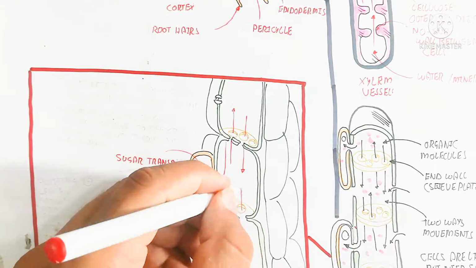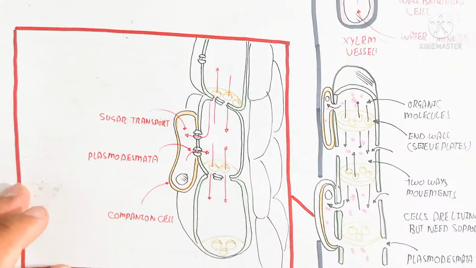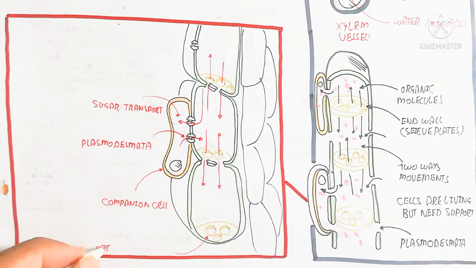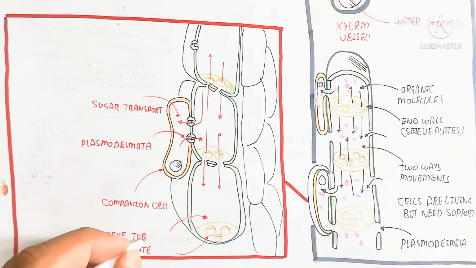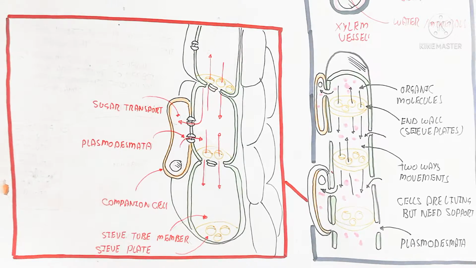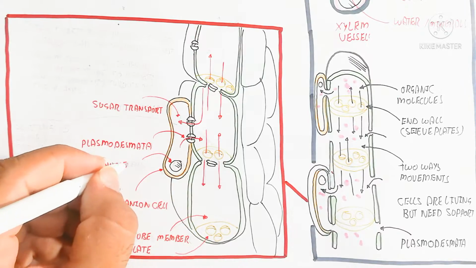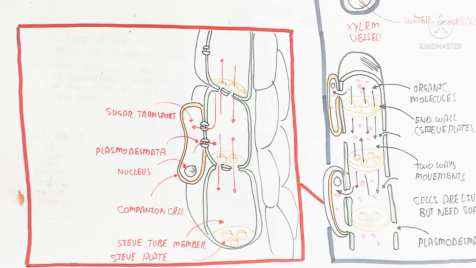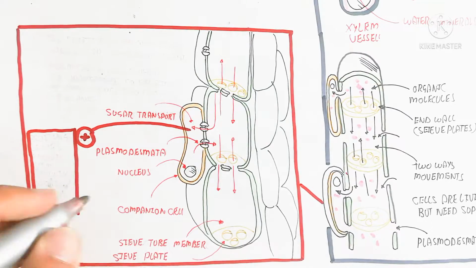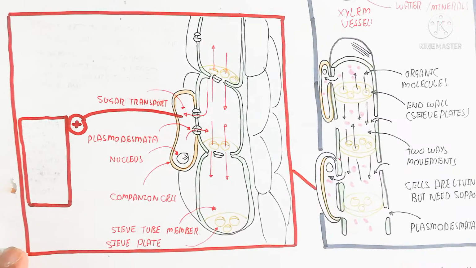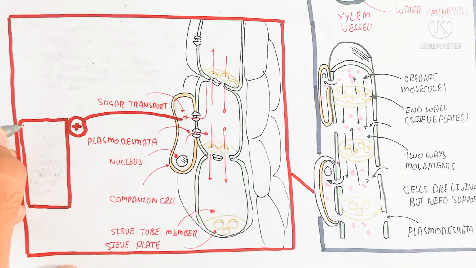So sugar can be transported after photosynthesis, and this is the plasmodesmata, and this is the companion cell, which is used for the storage of sugar. This is the sieve plate and the sieve tube. This is the sieve tube, known as a sieve tube member.